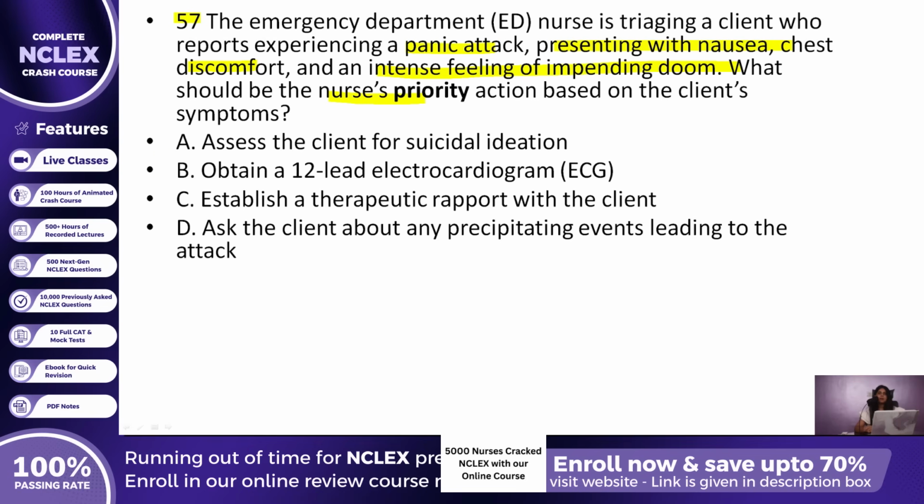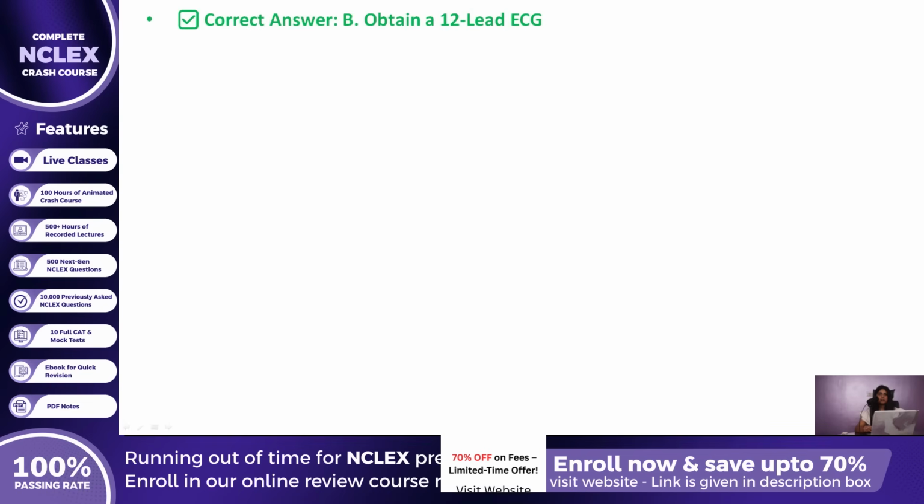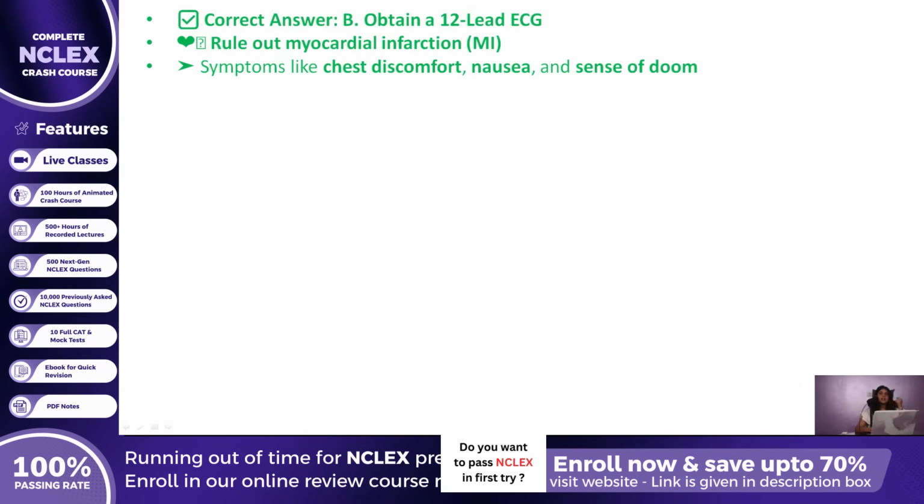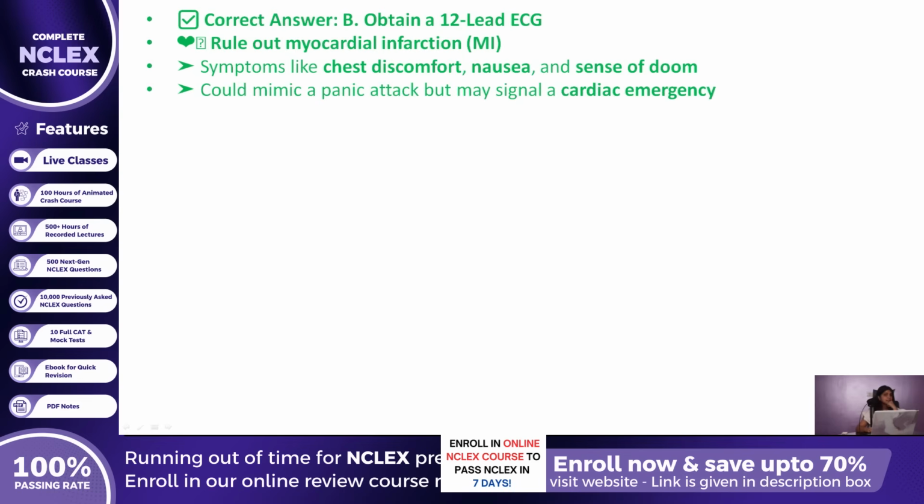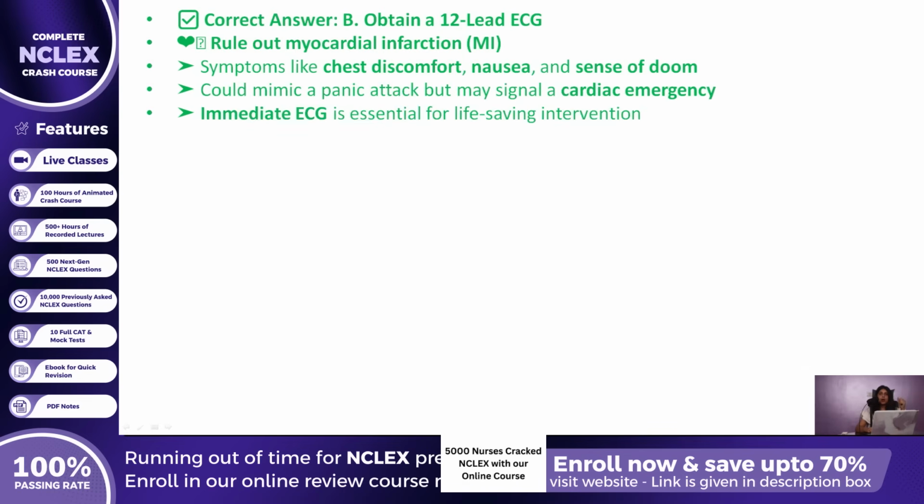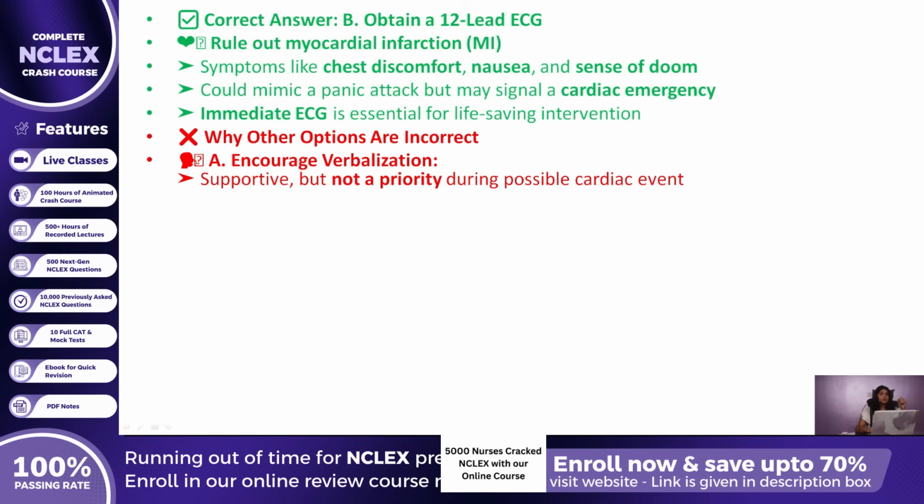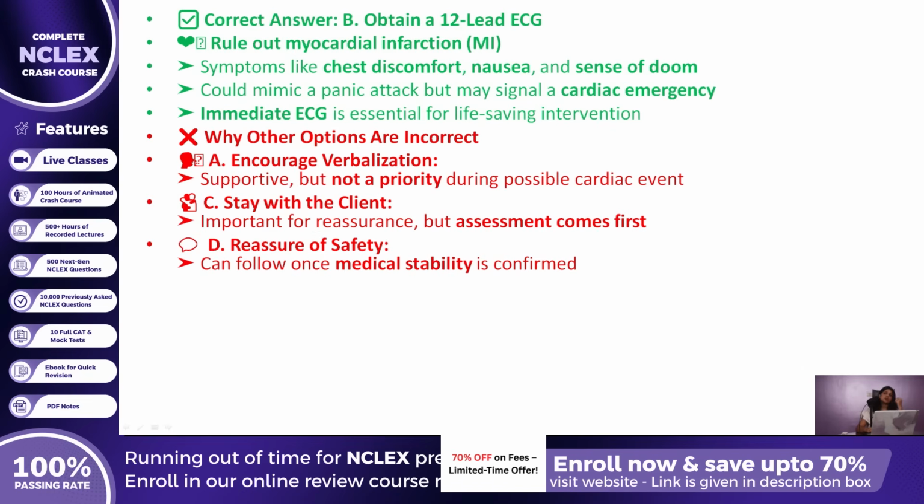The correct answer is Option B. Although the symptoms may resemble a panic attack, they could indicate a serious cardiac event like a myocardial infarction. Chest discomfort, nausea, and a sense of doom warrant immediate assessment with a 12-lead ECG to rule out life-threatening causes. Options A, C, and D involve emotional support, which can follow once the client is medically stabilized. Prioritizing physical safety makes the ECG the top priority.